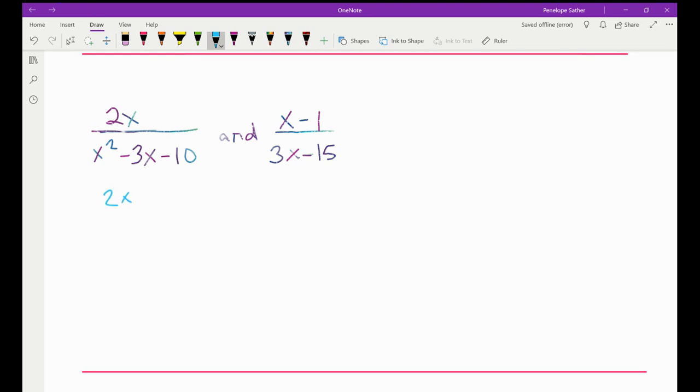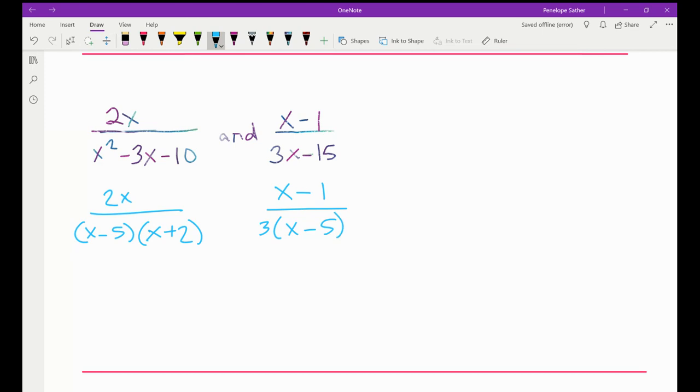So our first fraction is 2 times x divided by, all right, so we need to factor x squared minus 3x minus 10. And I think if we consider numbers that multiply to be negative 10 and add to be negative 3, we're going to end up with the factors of x minus 5 and x plus 2. We take our other fraction and we factor 3x minus 15. Both 3x and the 15 are both divisible by 3. So that leaves us with a 3 times x minus 5.